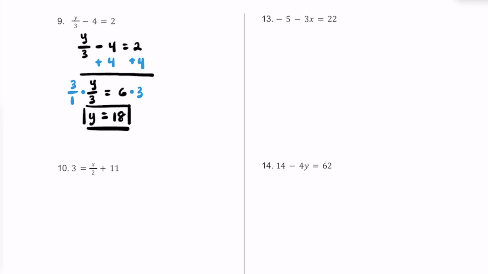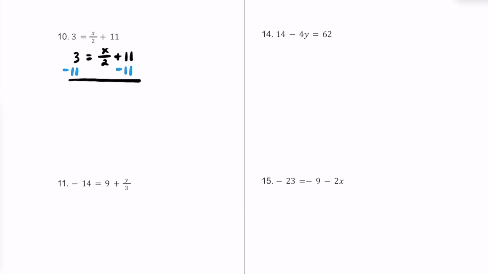For number 10, we have 3 is equal to x divided by 2 plus 11. All right, so if we take this original equation, the inverse of adding 11 is going to be subtracting 11. So let's go ahead and do that first. Again, we're trying to get x alone here, so we want to get rid of that plus 11. On the left side, 3 minus this 11 is going to be negative 8. So we're going to have negative 8 is equal to, and the right side, we just have x divided by 2 now.